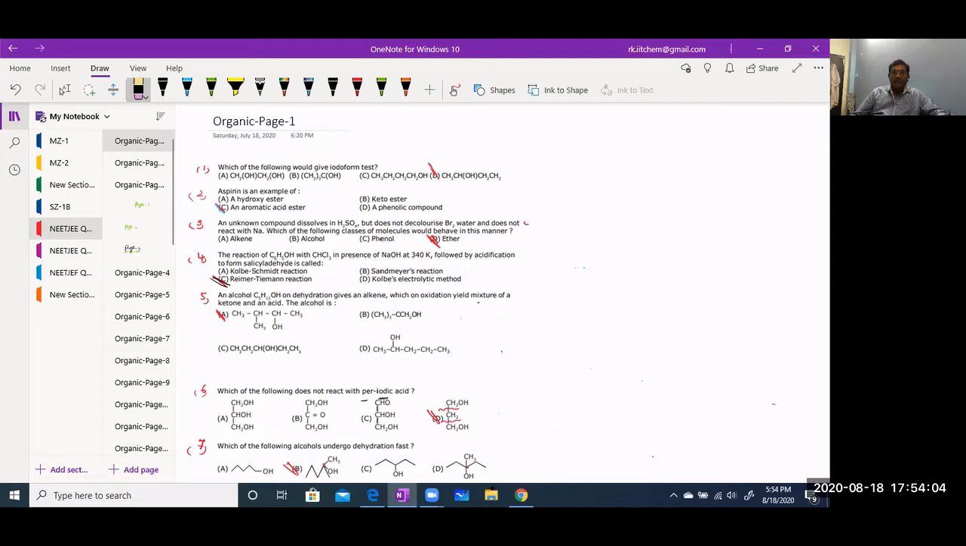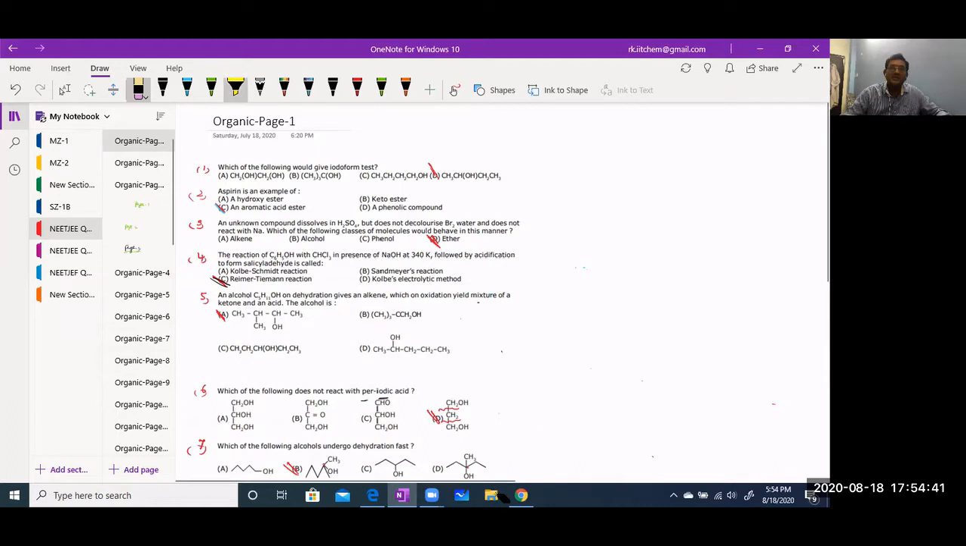Phenol also gives rise to tribromophenol. Tribromophenol also decolorizes bromine water, but it is aromatically stable. That's why the ultimate one is going to be the unknown compound. What might be the unknown compound? That's nothing but diethyl ether.